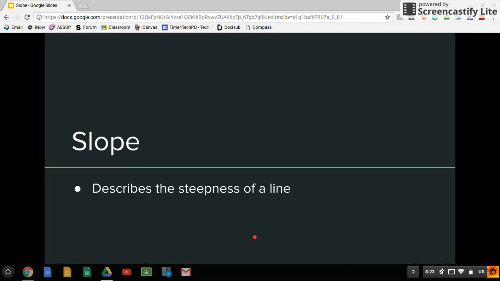So the closer a line is to being a vertical line, the larger the slope is going to be because that line is more steep. And the closer the line is to being horizontal, the slope is going to be closer to 0.